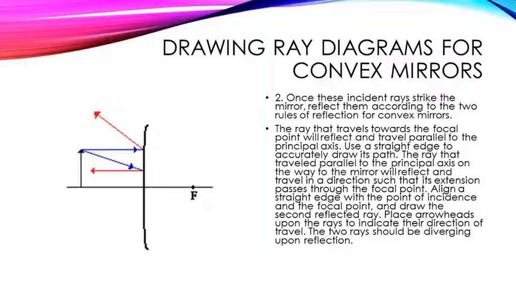Align a straight edge to the point of incidence and the focal point. Draw a second reflected ray. Place arrowheads upon the rays to indicate their direction of travel. The two rays should be diverging upon reflection.